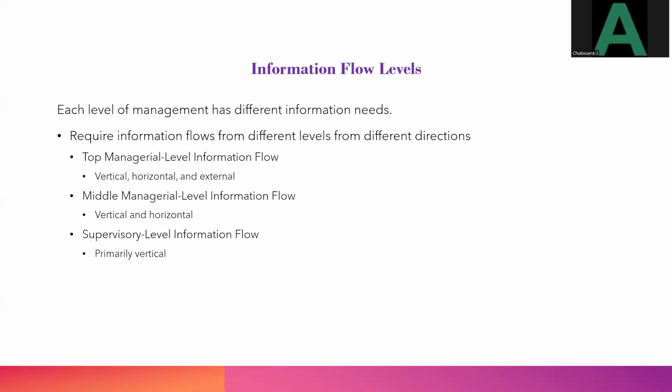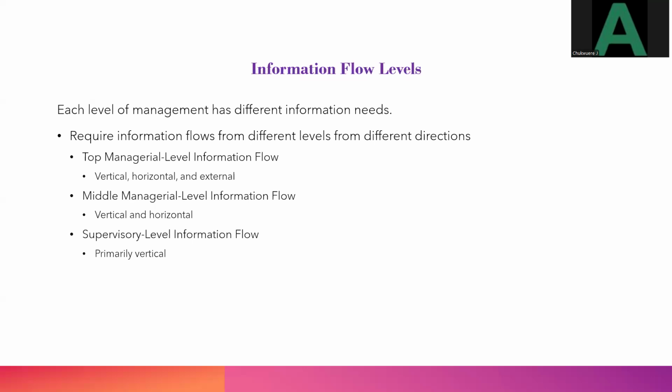Okay, so each level of management has different information needs. What the people at the top need is not what the people at the bottom, the supervisors, need. So each of them has different information needs. And for that purpose, this requires the information to flow from one level to another, from the top management level, which can involve vertical, horizontal, and external flow of information.